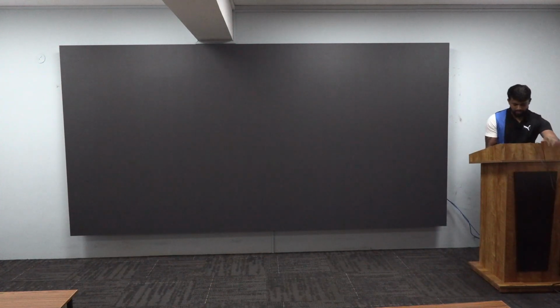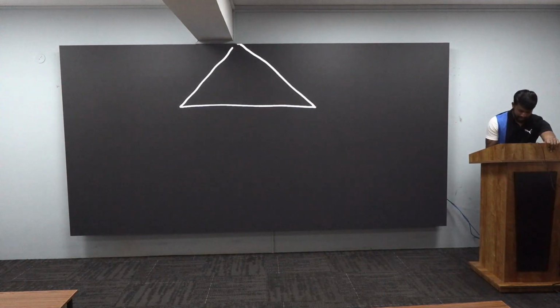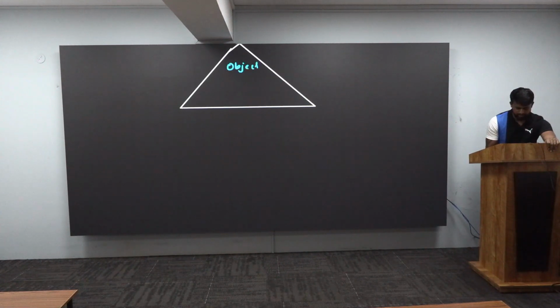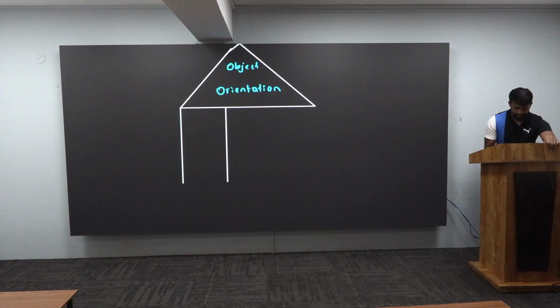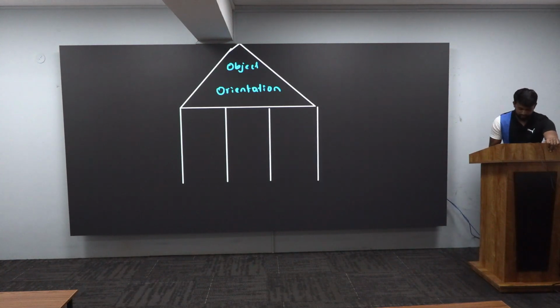So long way back, I told you that there is a home, and the name of this home, I call it object orientation. And this house has 4 pillars. This is the first pillar, this is the second pillar, this is the third pillar, and this is the 4th pillar. And already we are done with the first pillar.